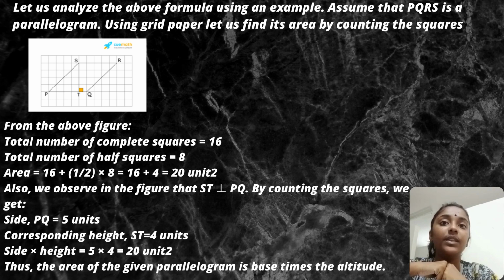Also, we observe in the figure ST and PQ. By counting the squares, we get side PQ equal to 5 units, corresponding height ST equal to 4 units. Side multiplied by height equals 5 multiplied by 4 equals 20 unit square. Thus, the area of the given parallelogram is base times the altitude.